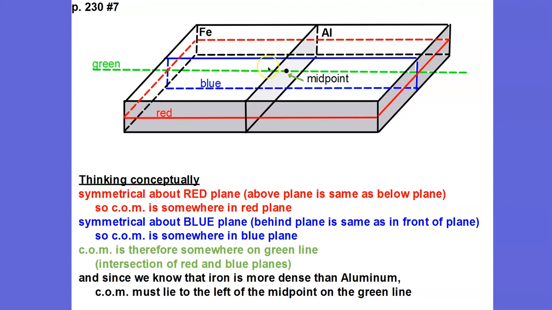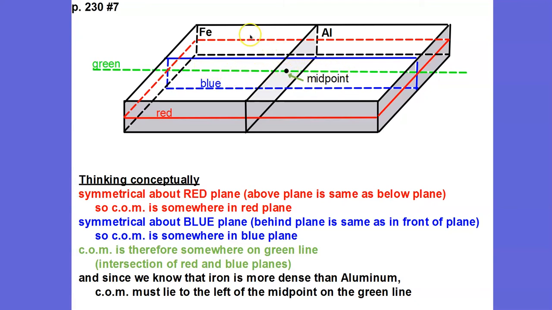And the green line shows that intersection, and that's the only location that is common to both the red plane and the blue plane. If the black plane also was a plane of symmetry, then we'd be done. The center of mass would be at the intersection of all three of those, and that would be the geometric center. But because the left and the right side are not symmetrical, now we just know that the center of mass lies on this green line.